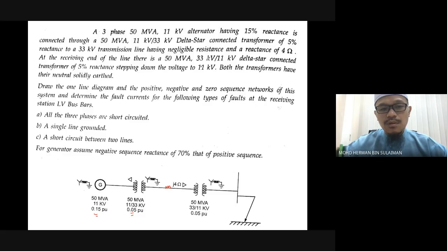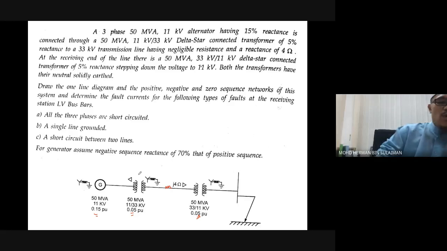At the receiving end of the line, there is a 50 MVA 33 kV to step down to 11 kV, delta star connected transformer of 5%, same. Basically, this is a similar type of transformer, stepping down the voltage to 11 kV. Both transformers have the neutral solidly earthed, meaning that there is no ZN. Basically, this is supposed to be Y grounded.